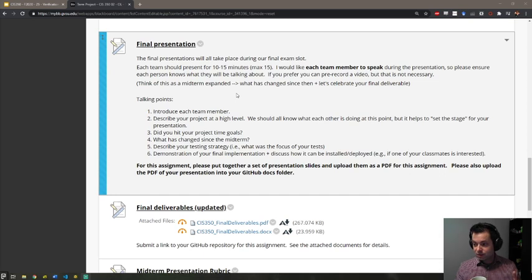Because I know a lot of you are doing interesting applications or games or things like that, and I've been forcing you to put it all in GitHub, that means that everybody should, in theory, be able to download it and run it if they want to. So give a little overview of how it all works together, like what somebody would need to know to get it up and running. But that is the final presentation.